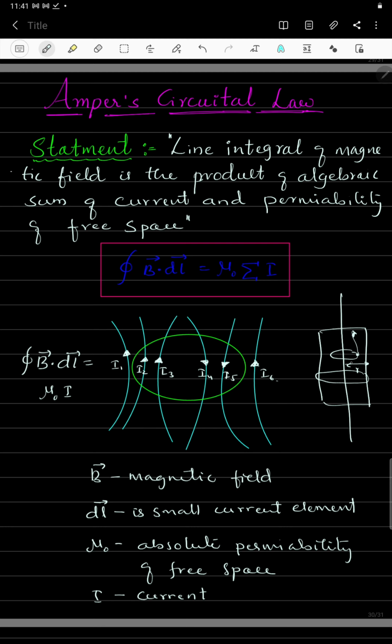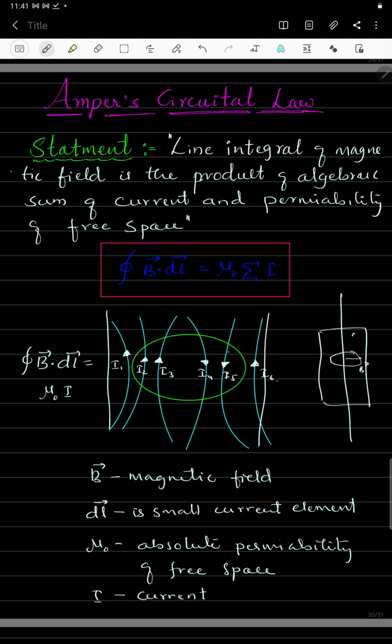Now what we are going to do: from this conductor, I am taking one loop, or one area, of that conductor. At this point, what magnetic field is going to be produced? Let us consider this is one closed loop in the conductor.